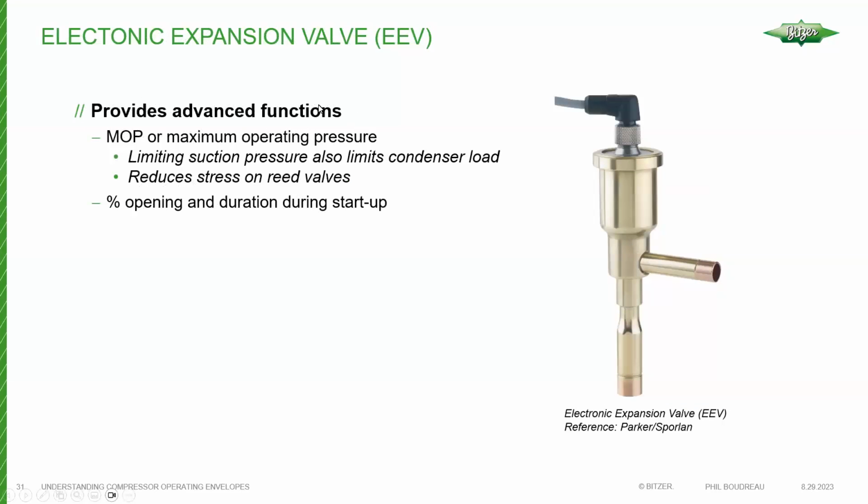An electronic expansion valve is another way of doing it. And yes, you can have pressure limiting with thermostatic expansion valves as well. But with the electronic expansion valve, you have the benefit of being able to adjust this. You can also adjust other things such as the percent opening and how much it should be open during startup for a certain period of time. So this is another way that we can limit suction pressure to a compressor.